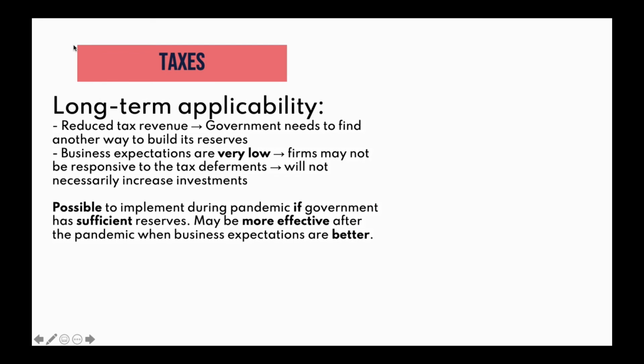Business expectations are very low, so the firms may not be responsive to these measures. It's possible to implement them during the pandemic if the government has sufficient reserves. It may be more effective after the pandemic when the business expectations are better.